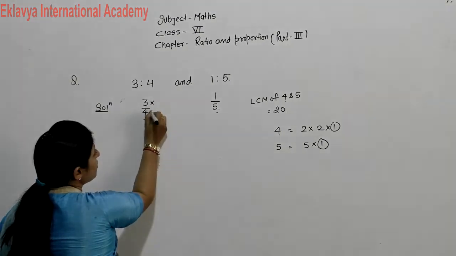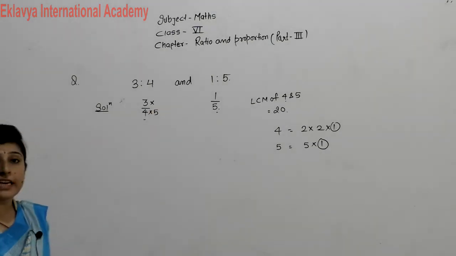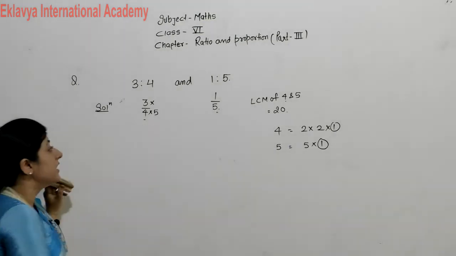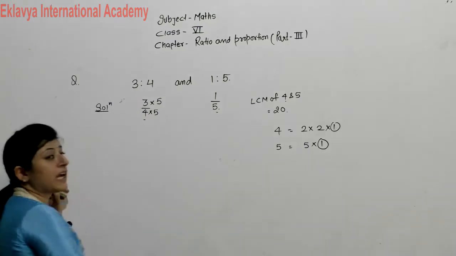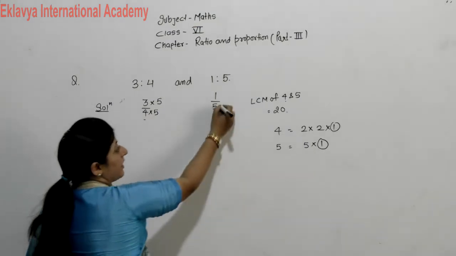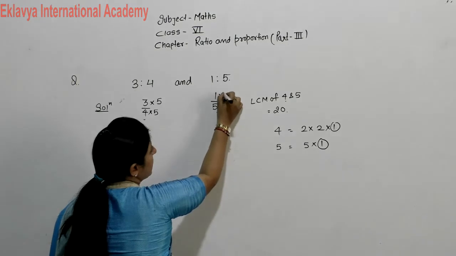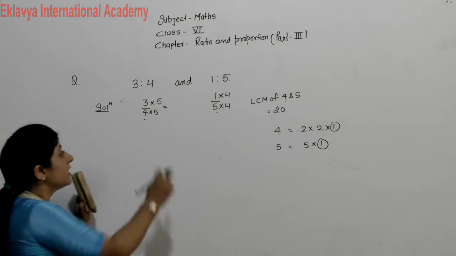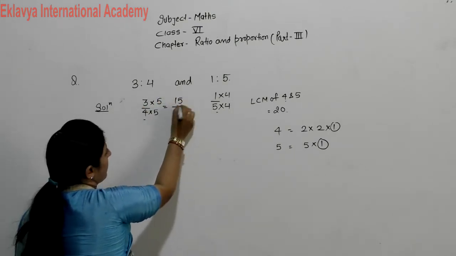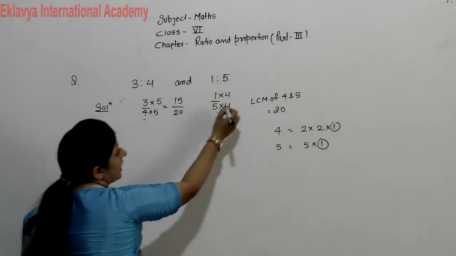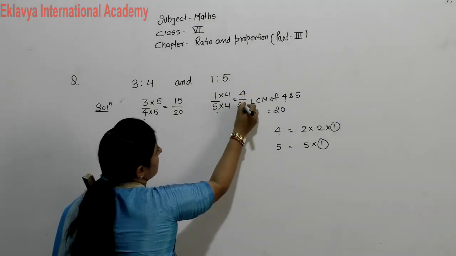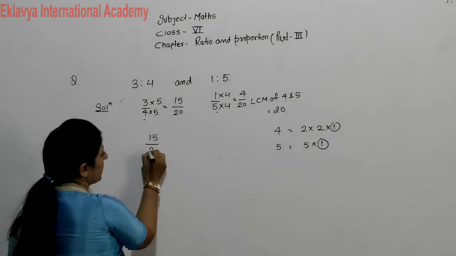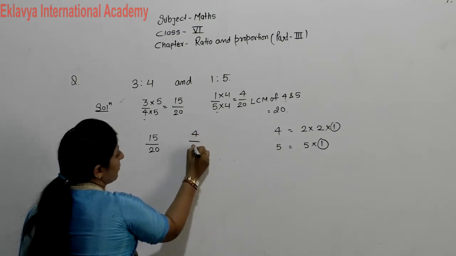We want to make the denominator 20 in both fractions. So 4 should be multiplied by 5, and whenever you multiply anything to the denominator, you multiply the same number in the numerator also. Here, to make the denominator 20, we multiply by 4. 3 fives are 15, 4 fives are 20. Here 4 ones are 4, 5 fours are 20. So now see, one number is 15 by 20, the next is 4 by 20.